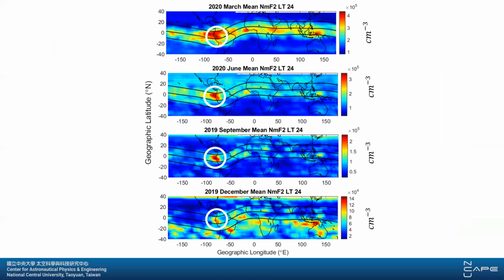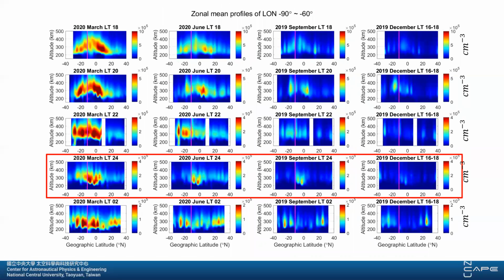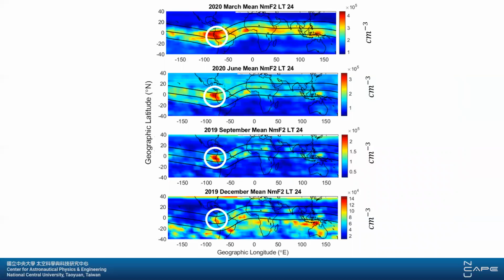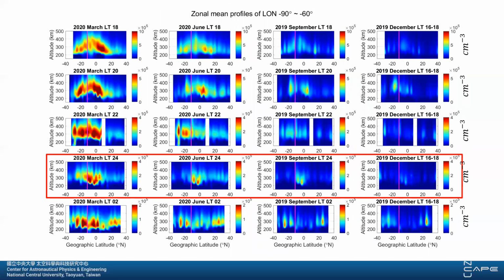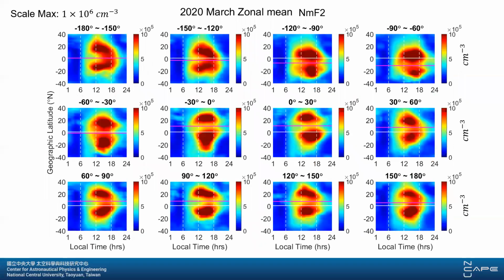For the local time 24-hour, we can see the red mark that we marked here. For sure, the northern EIA is stronger than southern in March, while they have similar features in June and September, while during December it is too weak to see a clear pattern.